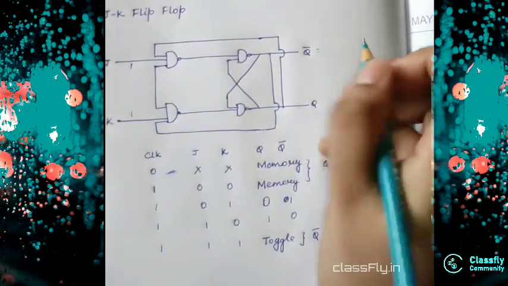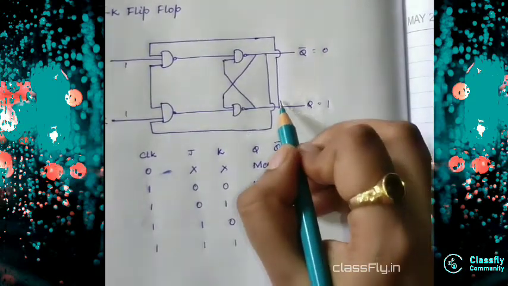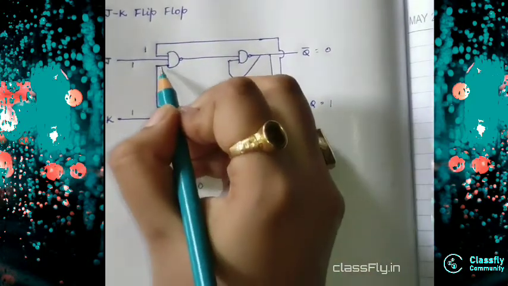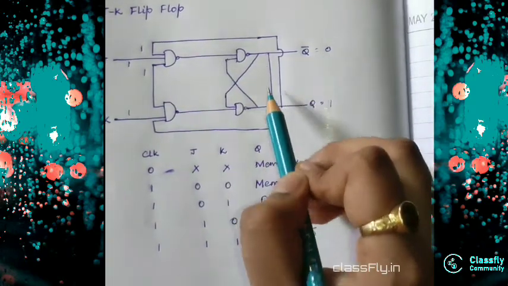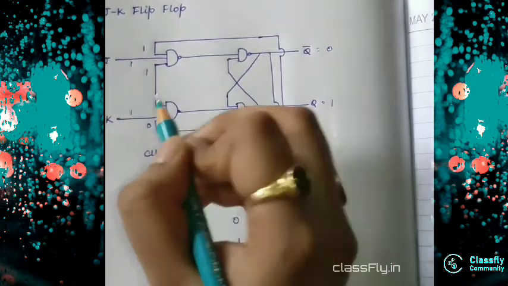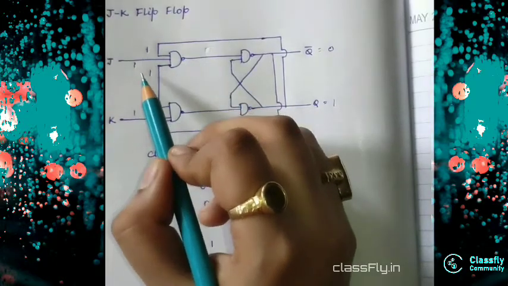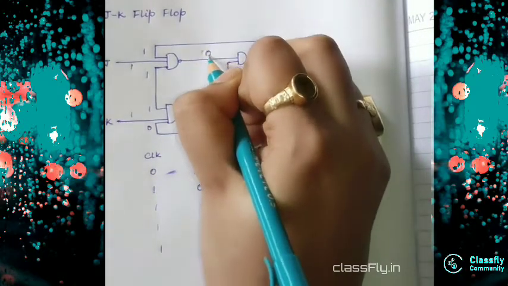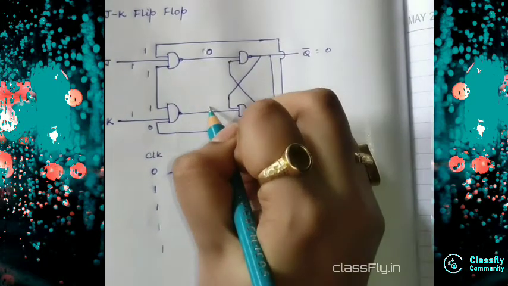Suppose I take my Q bar as 0 and Q as 1. That means this Q value, which is 1, goes here, and this clock value is already 1, right? Now Q bar is 0, so this 0 comes here and this one is 1, right? When I give the NAND input as all 1s, 1, 1, 1, I will get my output as 0. And if one of the inputs is 0, I will get my output as 1.